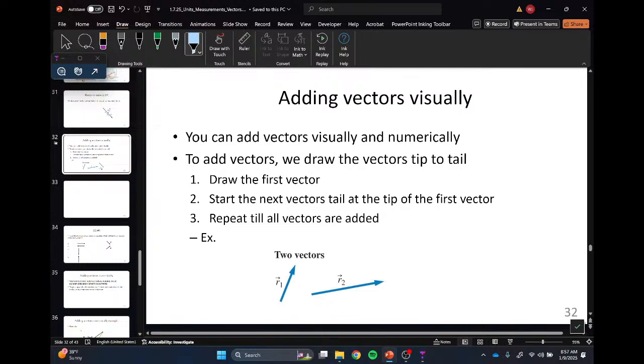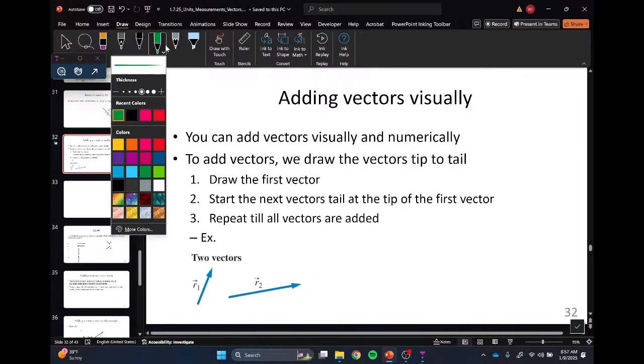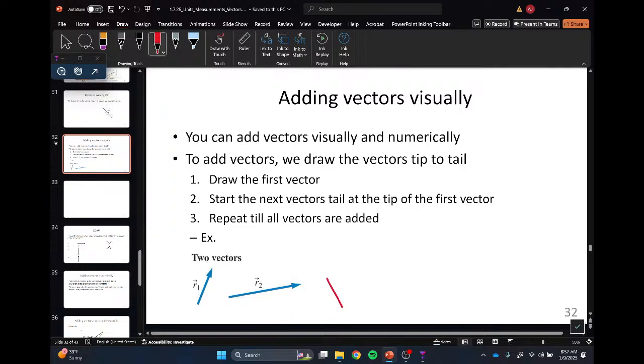And this is the process. You draw the first vector. You start the next vector at the tip of the first vector. And you keep doing that, however many vectors there are. If there's 7 of them, draw the next one at the end, draw the next one, draw the next one, until you reach some final point. So I'm going to show you all with this one. So here I have 2 vectors. Let's make it interesting and put a third one.